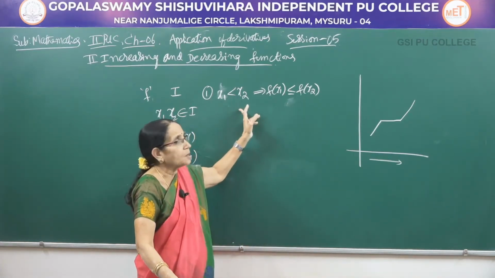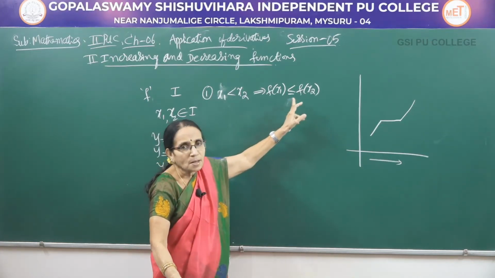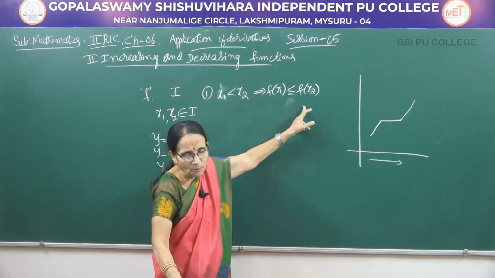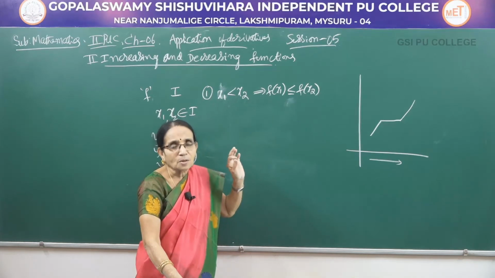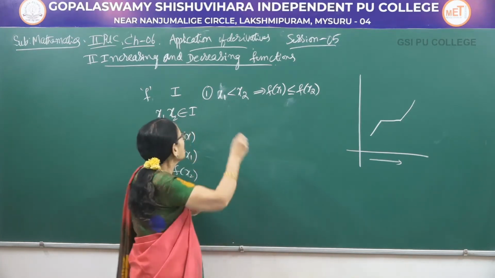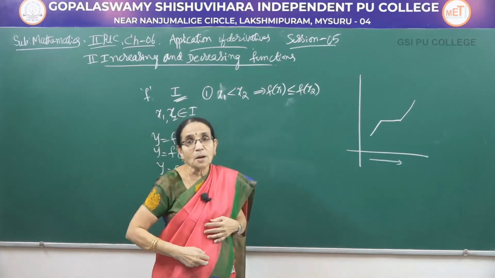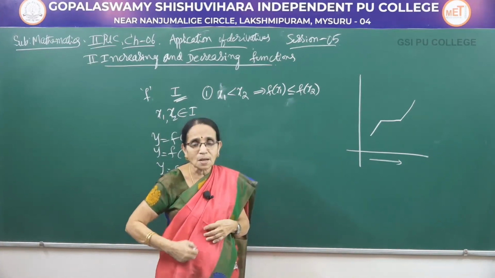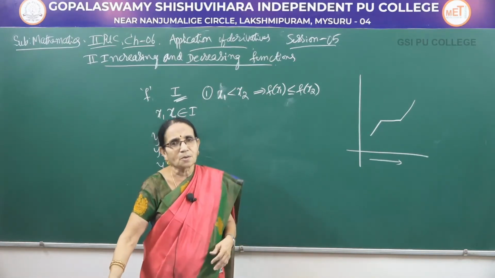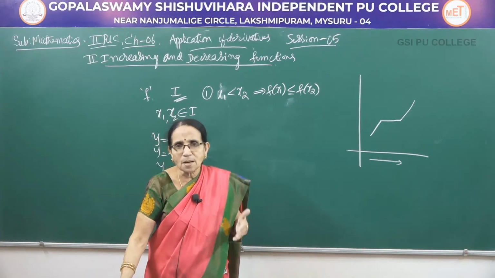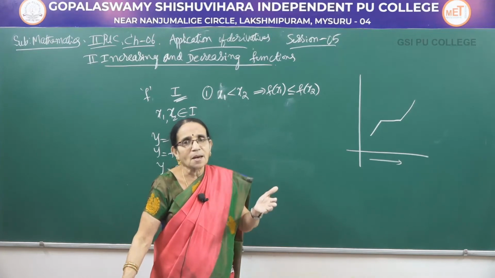How do you define that? x1 less than x2 implies f of x1 less than or equal to f of x2. This is called an increasing function. We say that the function is said to be increasing on the interval. So, I am taking only a part of it, not the whole domain here. Generally we can say as x increases, y increases, it is an increasing function. As x increases, if y decreases, it is a decreasing function.